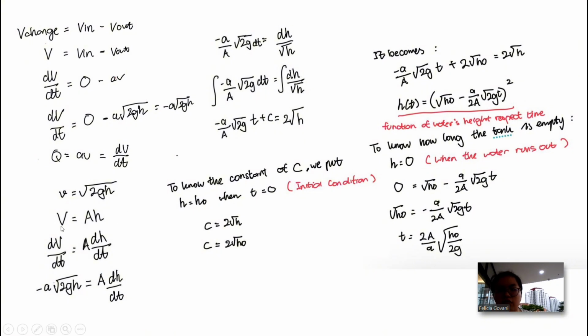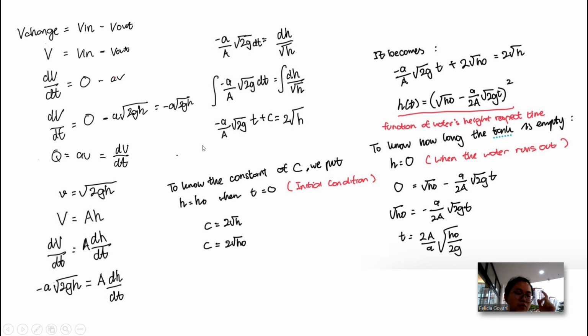Okay. So the volume of the water in the tank is equal to the area of the tank times h. It means that h is the height of the water. So dV/dt is equal to A dh/dt, as we differentiate both sides. So dV/dt, we change into the formula that we already got, equal to A dh/dt. After that, we will integrate it because we want to know the initial condition of the height.